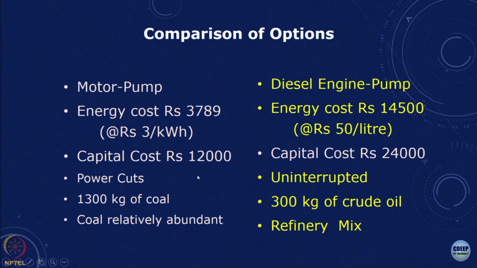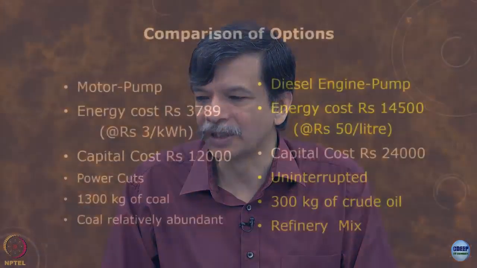From the farmer's point of view, it looks like this is a cheaper option. Also, this is a more efficient option from a farmer's point of view. Capital cost is lower, operating cost is also lower. The disadvantage is that in most of the country, of course the situation is improving now, but for agricultural pump sets there are a number of power cuts. So at the time when you want to use it, we may not be able to get the power. In this case, this is uninterrupted. You can use it as per requirement.